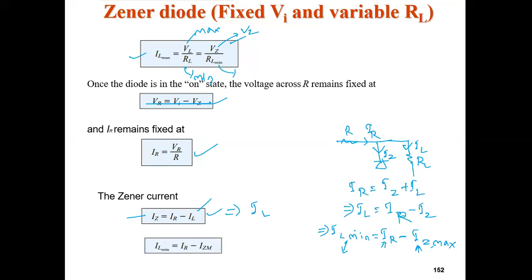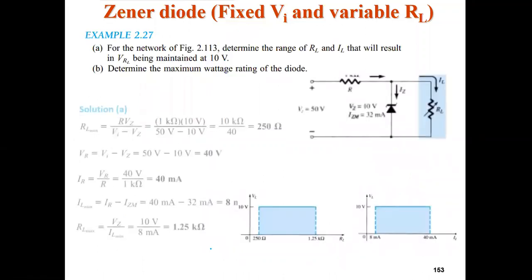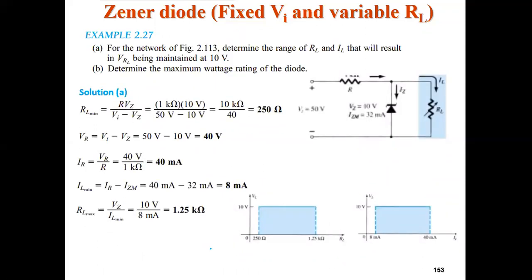So IL minimum is equal to IR minus IZM. Okay, so these things are used in this problem. To check this problem, first RL min is calculated as per the formula. Then you said that this AB, if it is VAB, then your VAB is coming as VZ.